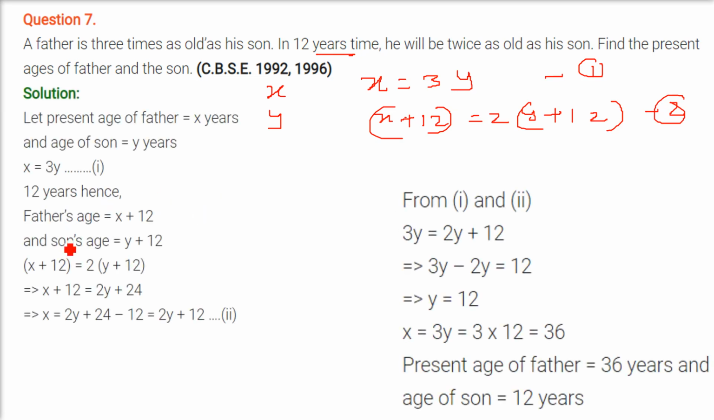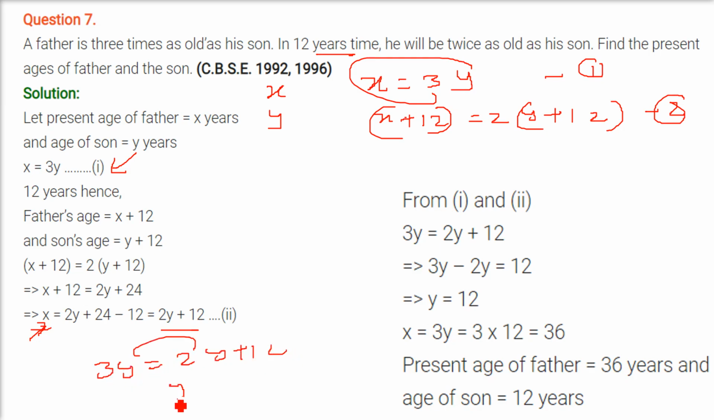Now first equation will be x equal to 2y plus 12. The first equation is, I'm so sorry, x equal to 3y is our first equation. Second equation will be x equal to 2y plus 12. You can just put x as 3y. So 3y will be equal to 2y plus 12. Bring it here, y will be equal to 12. You put it here: x will be equal to 3 into 12, that is 36. So son's age is 12 years. Father's age is 36 years.